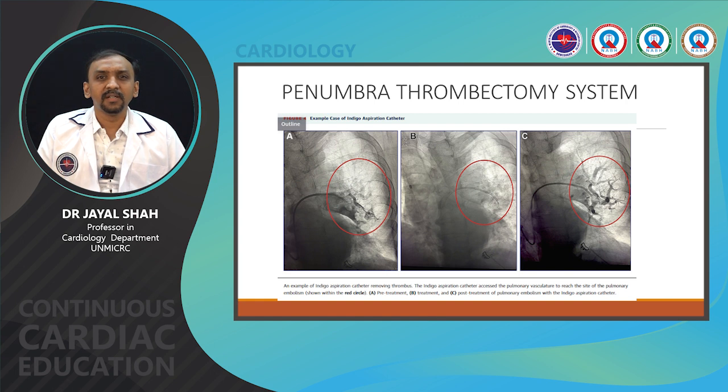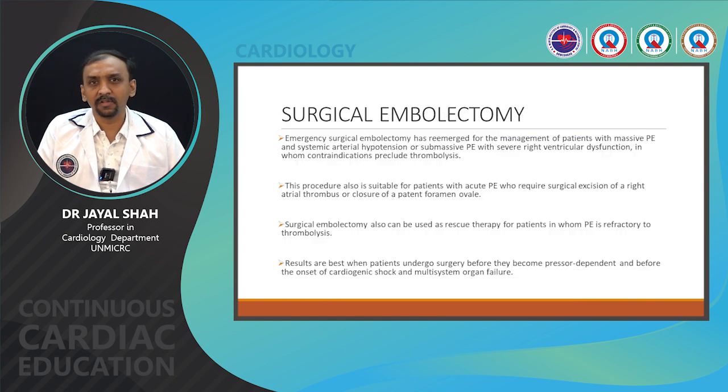We can see that the Indigo aspiration catheter is accessed to the pulmonary vasculature to reach the site of the thrombus or embolism. A shows the pre-treatment image, B shows the treatment where the aspiration is working, and C is the post-treatment image of pulmonary embolism with Indigo aspiration and successful clearance of thrombus from the pulmonary vasculature. The last option is a surgical embolectomy, of course.